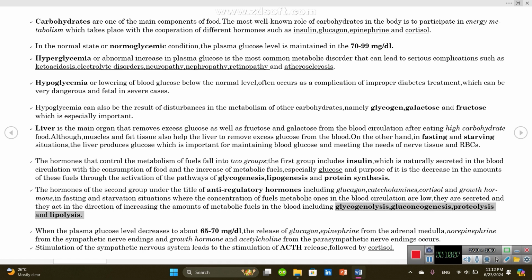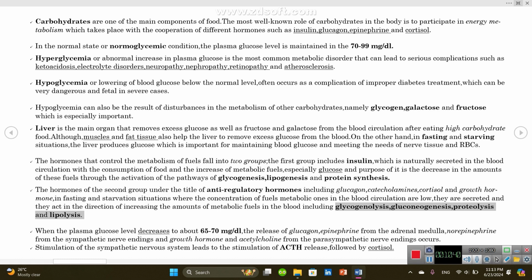Okay, so these are pathways to produce glucose. Despite the pathways like glycogenesis, lipogenesis, and protein synthesis, they consume glucose. These pathways, glycogenolysis, gluconeogenesis, proteolysis, and lipolysis, they produce glucose. Okay, so they are different to each other.